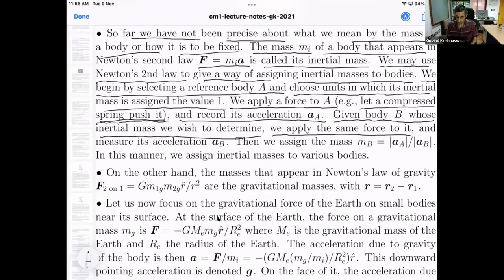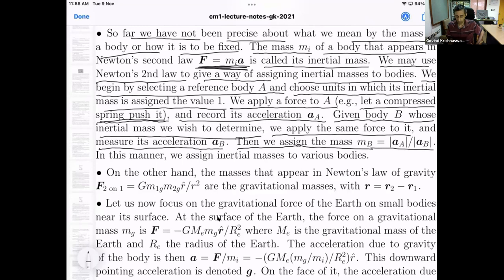We measure the acceleration of body B, record that. So this is all done experimentally. Now we are going to use Newton's second law to assign a mass, inertial mass, to body B. Since the forces applied were the same in Newton's second law, the Fs are the same.